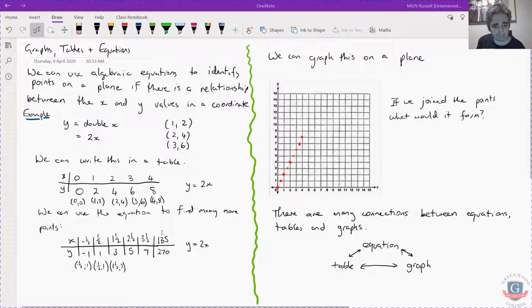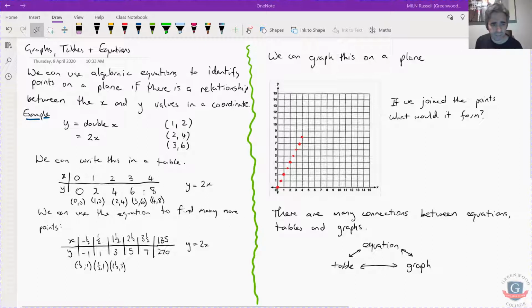In fact, I even doubled 135 and got 270. Obviously, I can't put that on my graph, but it would still be a valid pair. Underneath, I've written the coordinate pairs, negative a half and 1, as we're used to seeing them. Now, in the next video, we'll have a look at how we deal with these sorts of values, but for now, we're just going to look at all the positive ones.